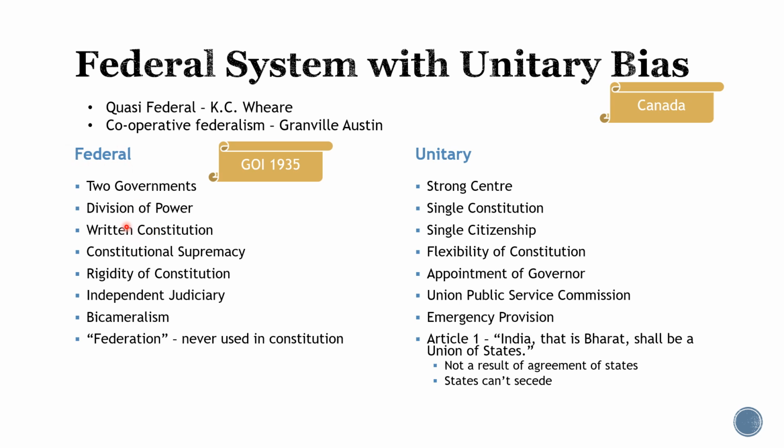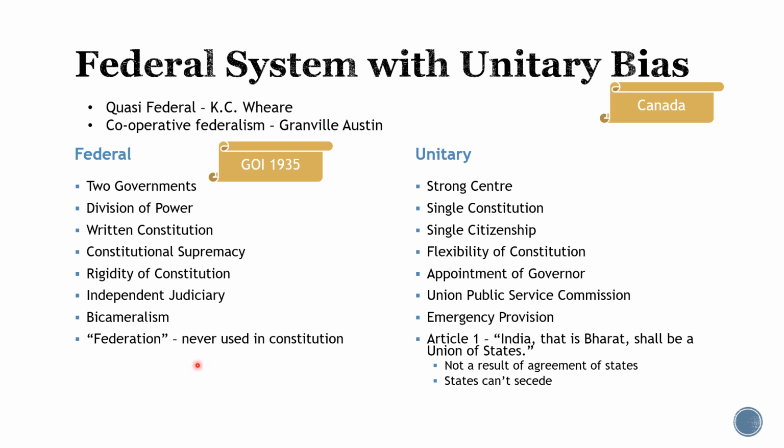Those are so basically two governments. We have the central government and we have the state government. So that means it is federal. That means there's a division of power, right? And okay, next point itself is division of power. Then we have a written constitution, which also means it's a federal form of government. Then we have constitutional supremacy, and we have a rigidity of the constitution. That is a federal feature, rigidity. Independence of the judiciary is a federal feature. Bicameralism is also a federal feature.